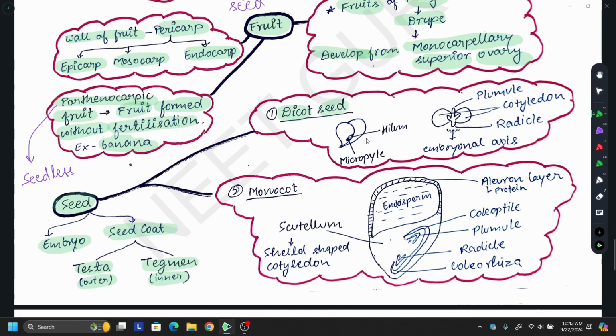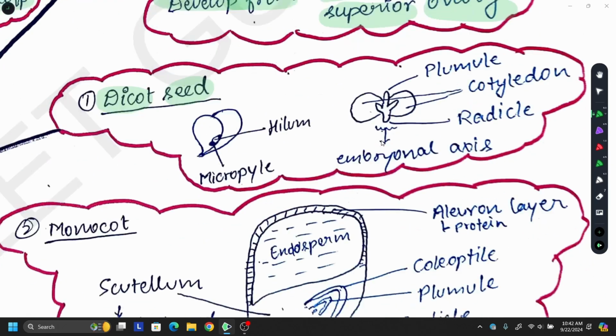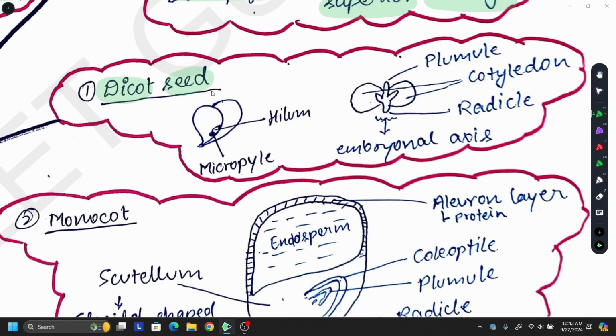Dicot seed, which we have already studied at the start of the lecture. We have taken the example here, gram seed. If you see a gram seed, it looks something like this. There is a pore on the gram seed, which we call hilum, and there is another pore called micropyle. Hilum is the place where the seed was attached to the plant. Micropyle is a small pore which is useful for transfer of gases and water inside and outside of the seed.